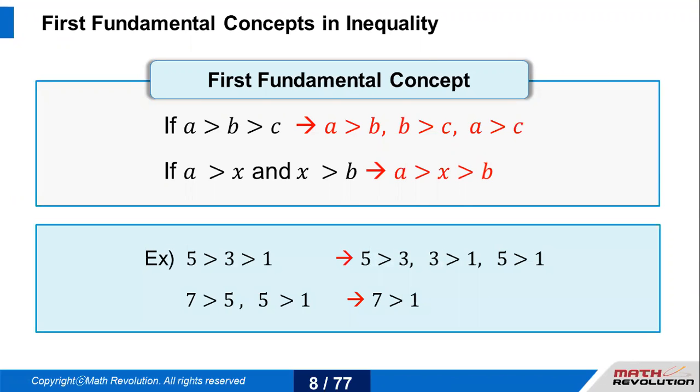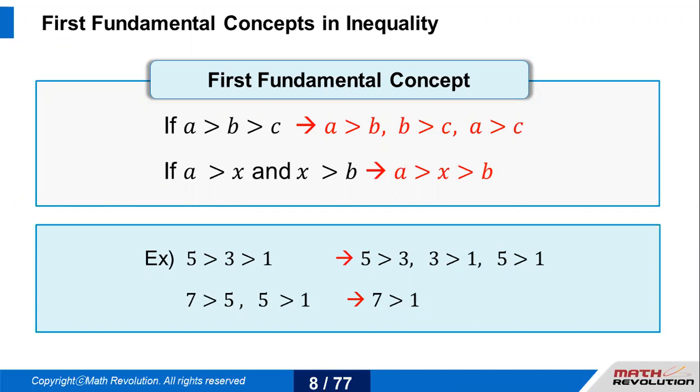Going with this particular example, 5 is greater than 3, which is greater than 1. So we could break it as 5 greater than 3, 3 greater than 1, and 5 greater than 1. Similarly, 7 is greater than 5 and 5 is greater than 1. We can combine it, so that happens to be 7 greater than 1. This was the first fundamental concept.